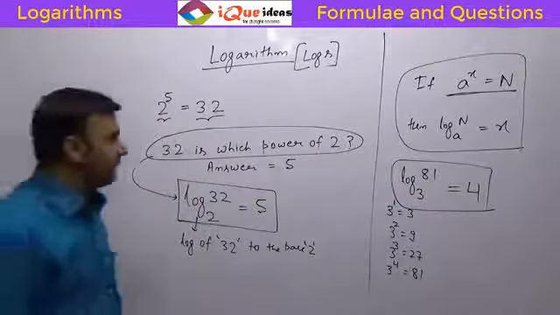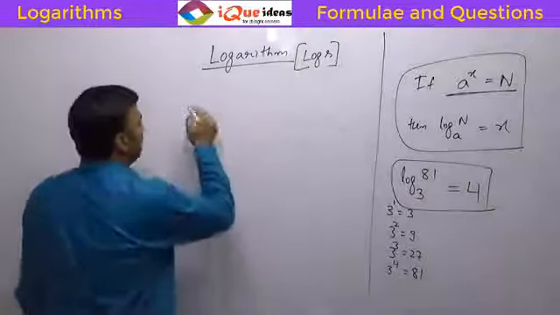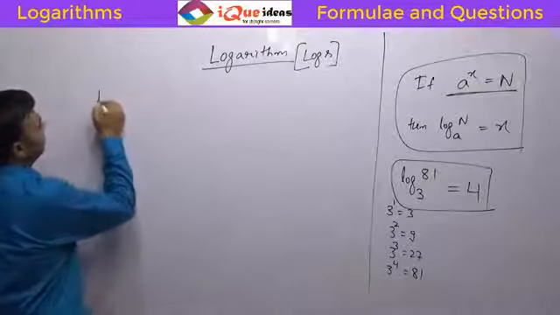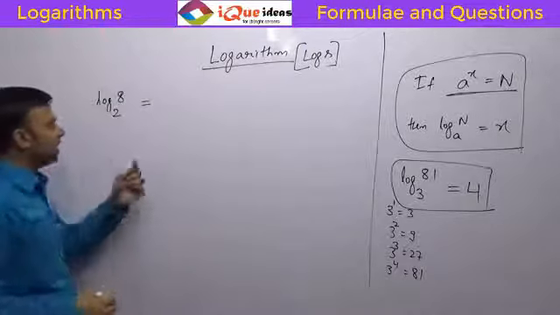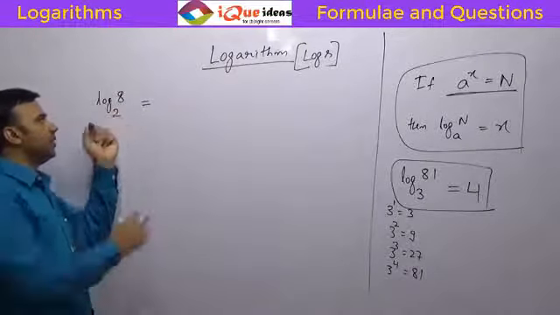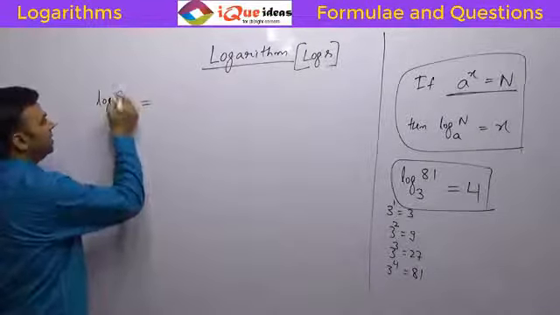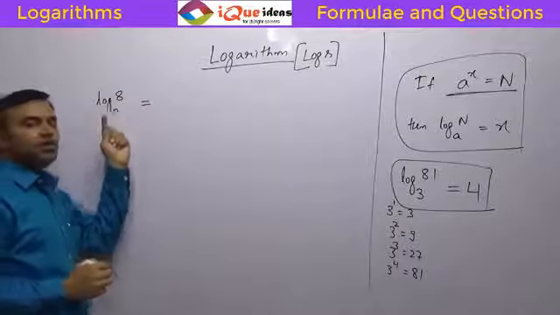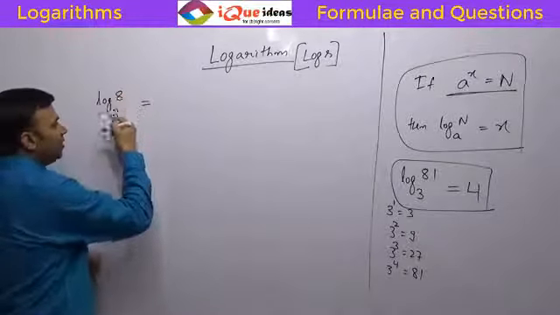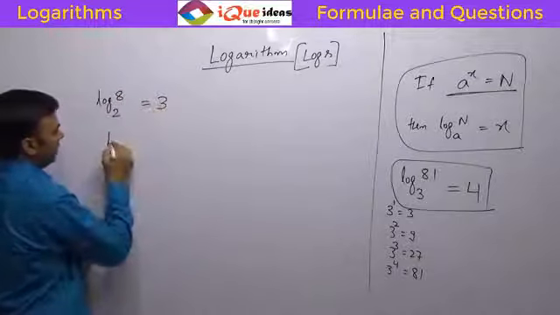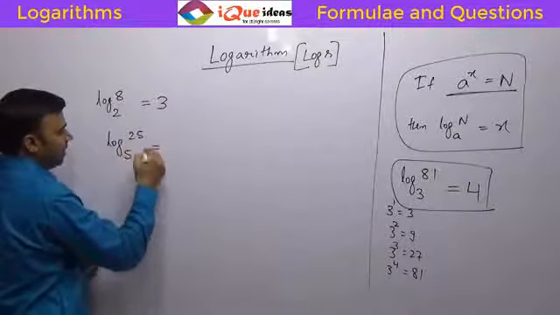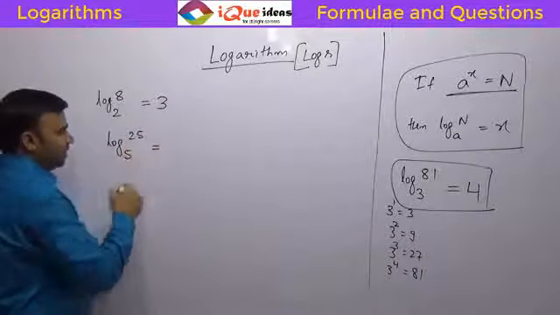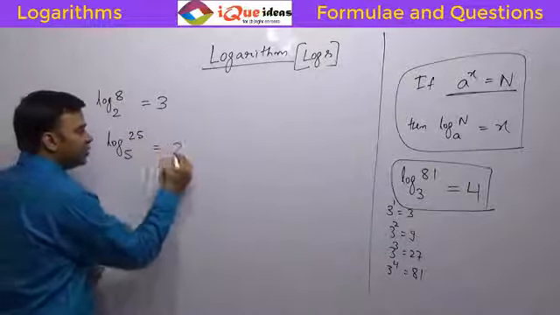We'll take some more examples to understand this. Now let's suppose we have log of 8 to the base 2. What you have to think is, what power of 2 is equal to 8? So 8 is 2 to the power 3. So log of 8 to the base 2 is 3. Let's say log of 25 to the base 5. What do you have to think? 25 is what power of 5? So 25 is 5 square. So log of 25 to the base 5 is 2.